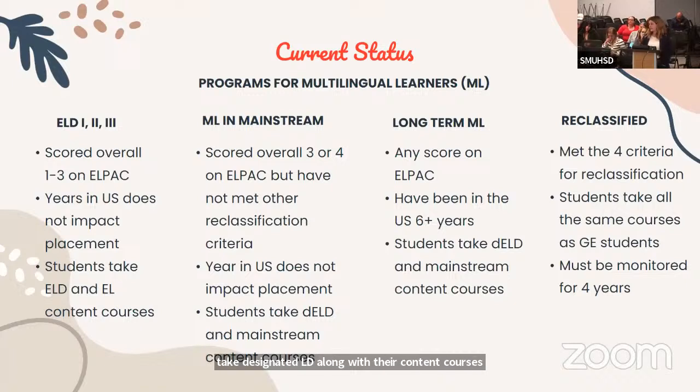And then our last category are our multilingual learners that have reclassified and met the 4 criteria for reclassification. And these students take all the same courses as general ed students, and we monitor them for 4 years after they have exited our multilingual programs.